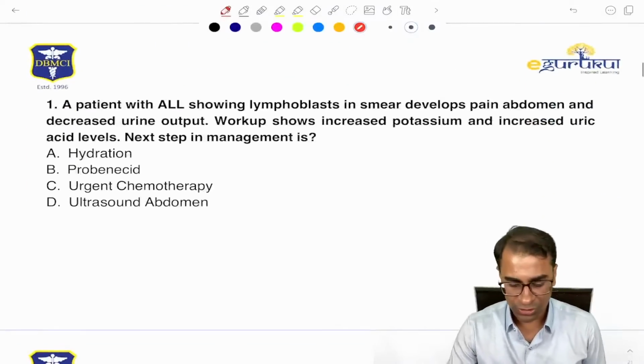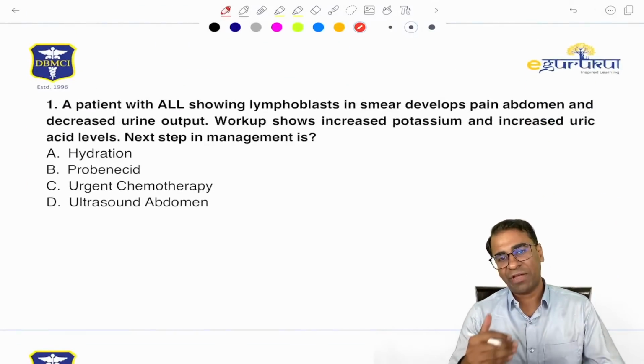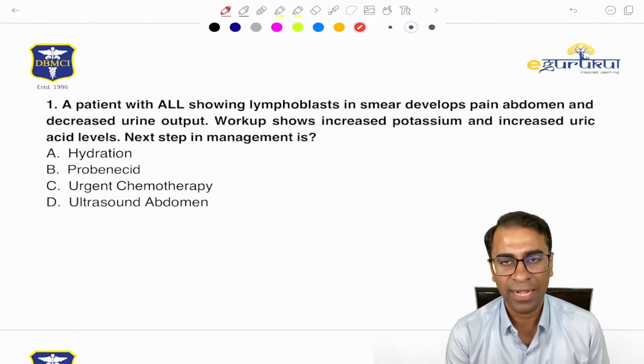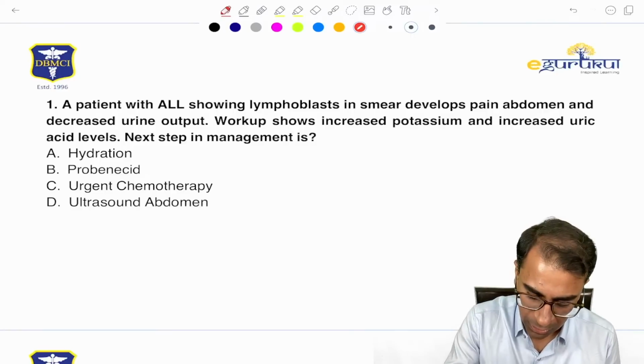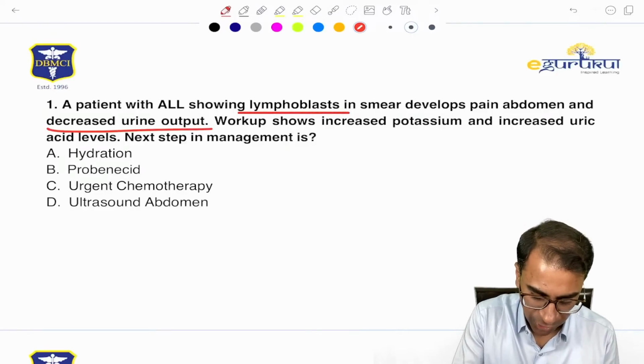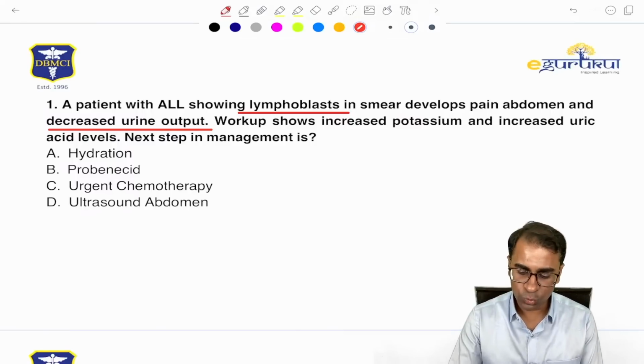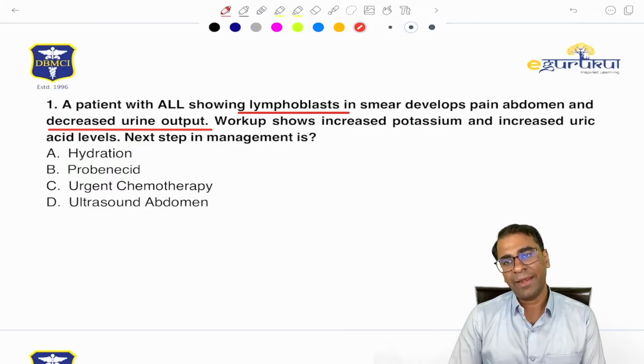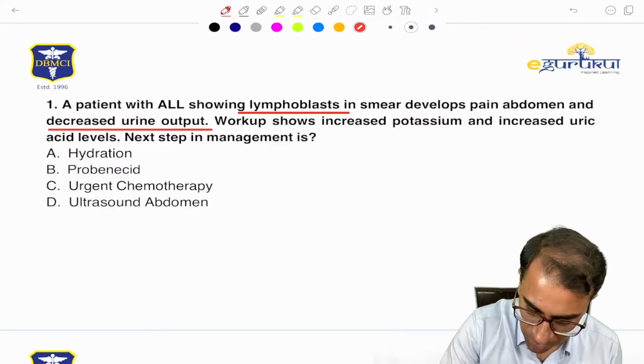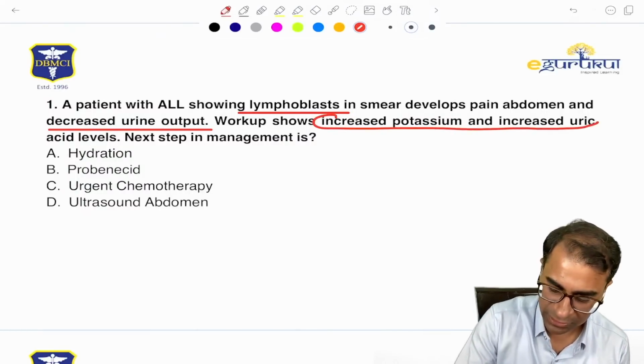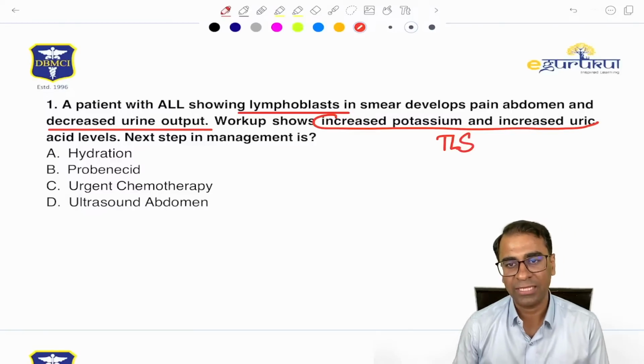NEET PG 22 questions. First question. A patient of ALL shows lymphoblasts in a smear, with pain abdomen and decreased urine output. Workup shows increased potassium and increased uric acid. This whole story of increased potassium and increased uric acid points towards tumor lysis syndrome.